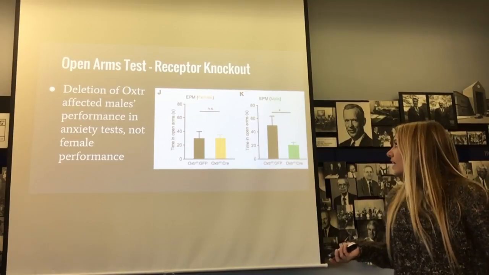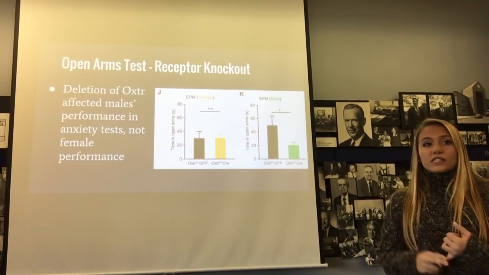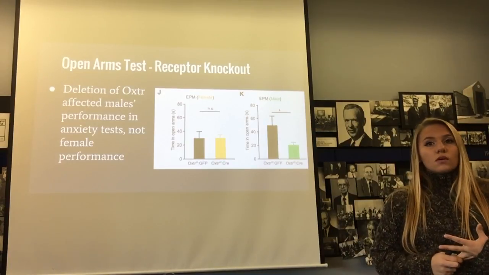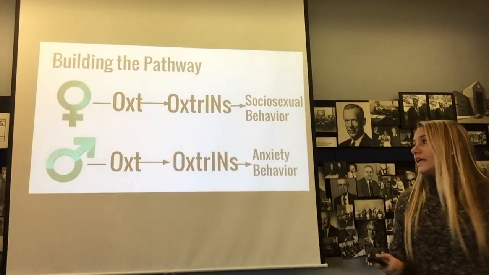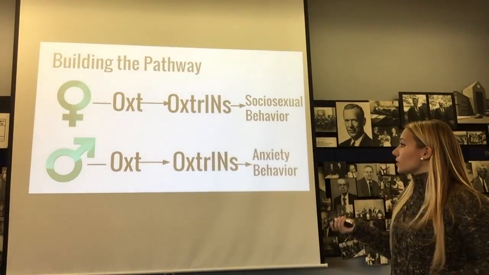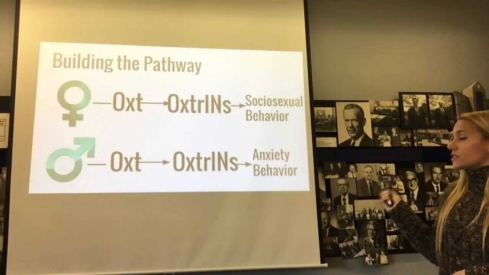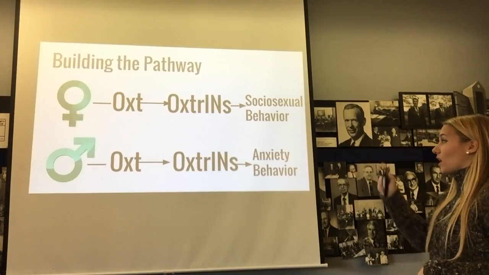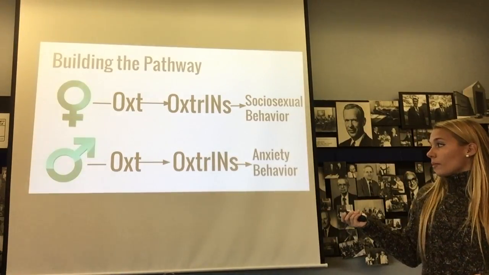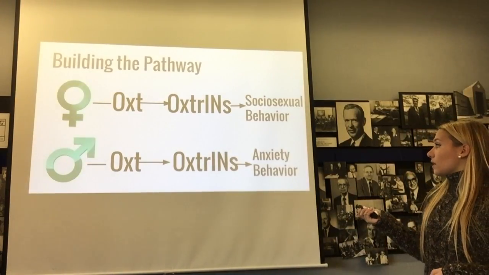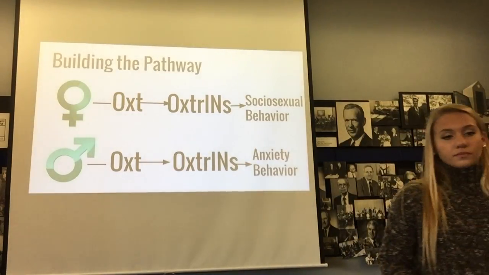So this raises the question of, okay, this is the same receptor, the same neurons, but why are they acting differently? The easiest way to start to see it is to build this pathway. So you can see here, the oxytocin leads to the oxytocin receptor on the oxytocin receptor interneurons, which affects social behavior. But for males, oxytocin and oxytocin receptor interneurons affect anxiety behavior.